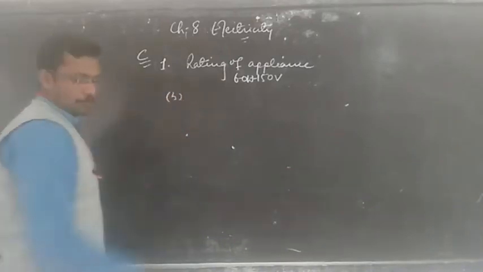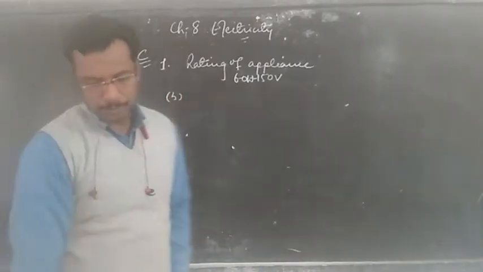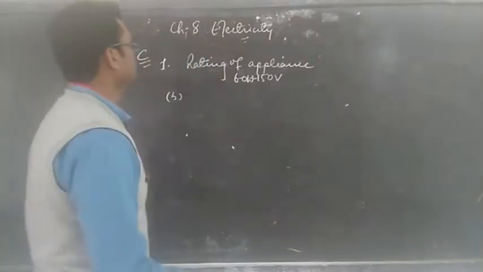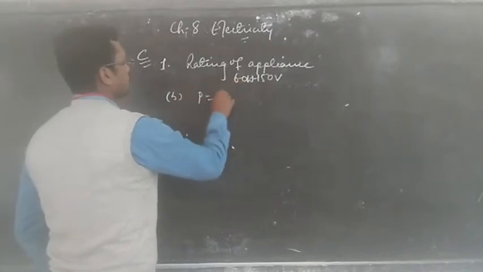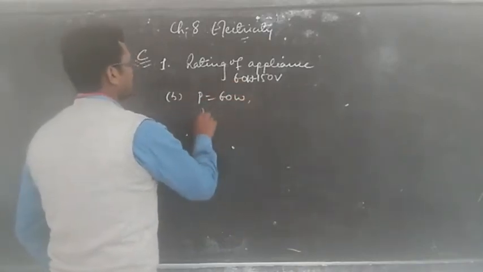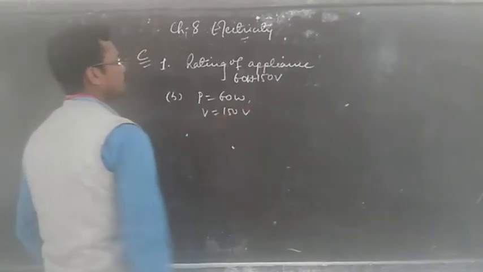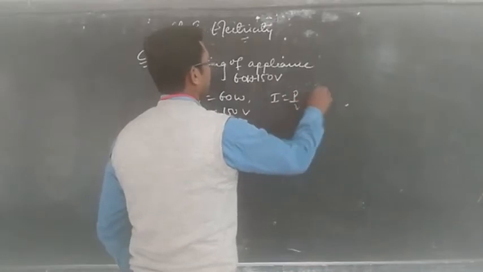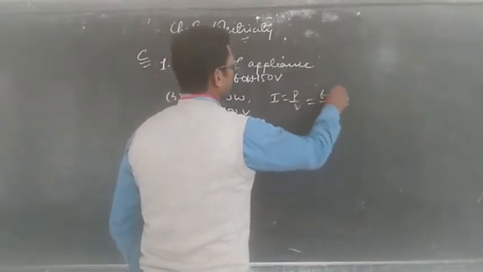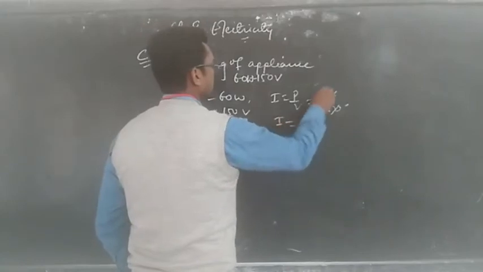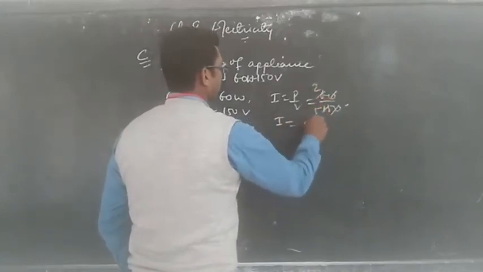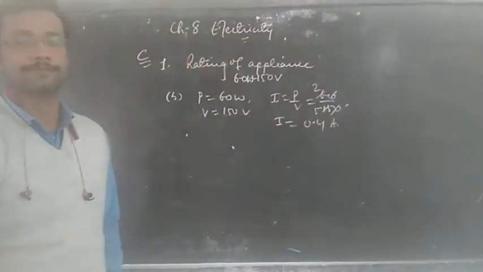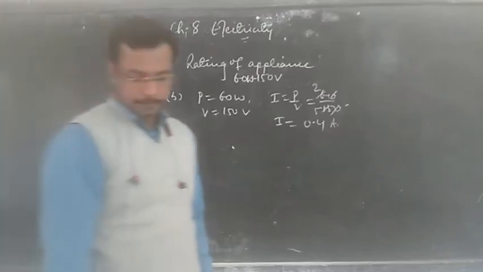Part B is to calculate the current. How much current will flow through the appliance when in use? Because you know the power is 60 watt and the potential difference is 150 volt, we can find the current using the formula P by V, where power is 60 and voltage is 150. On cancelling, we will get the current equal to 0.4 ampere. I hope it is clear.